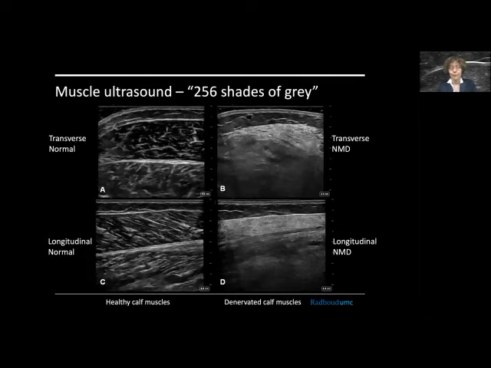Now, briefly, muscle ultrasound is basically the story of these 256 shades of gray, from completely black to completely white. And here you see the primary example of that. These are two sets of images from the calf muscles. The one on the left are healthy, and they show you a transverse image in the top left of the gastrocnemius and the soleus muscle lying on top of each other. And then in the lower left, there is a longitudinal image where you very nicely see the pennation angles of the fibers and some blood vessels coursing through the muscle.